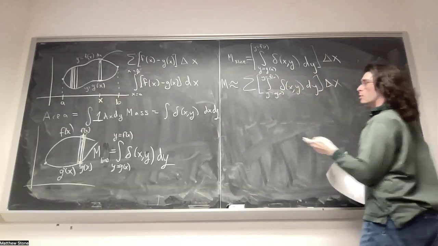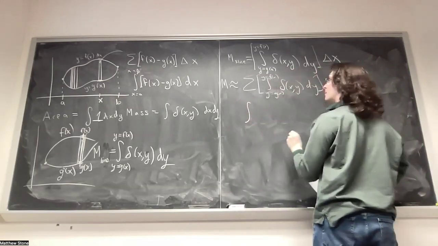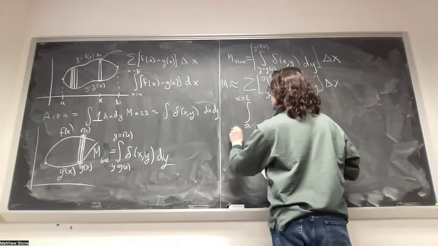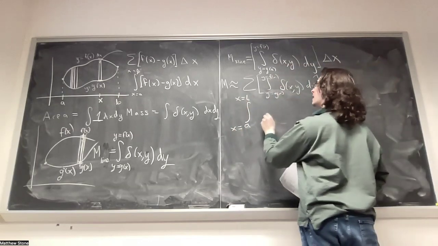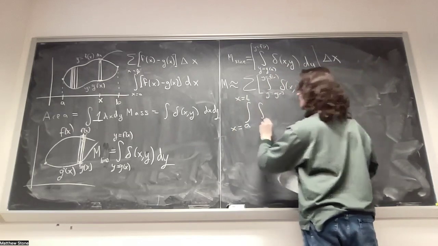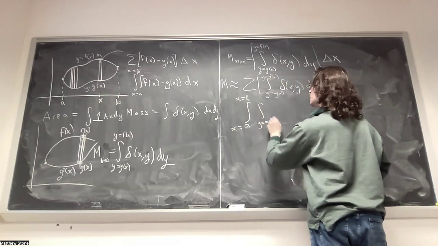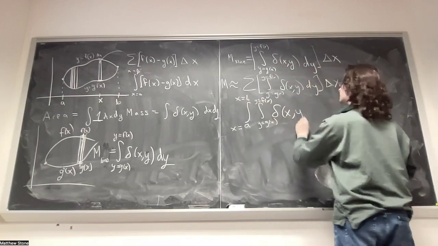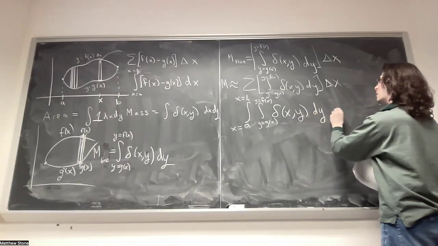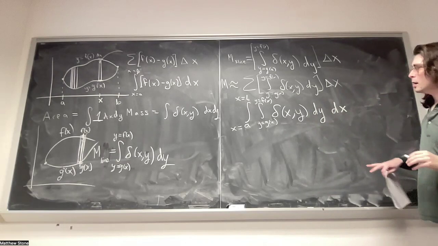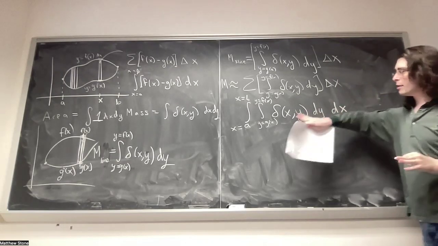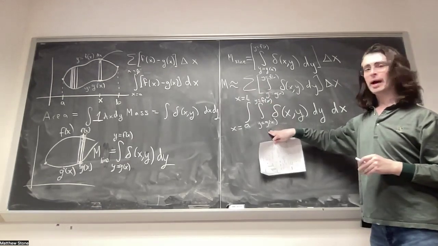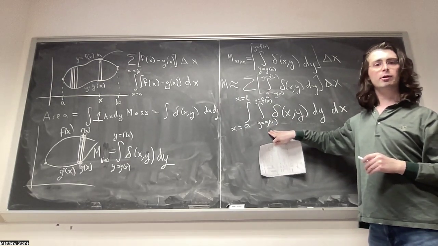Times delta x, which then in the limit is going to become the integral, again, from a to b. This time, again, specifying x equals a to x equals b of the integral from y equals g of x to y equals f of x of delta of x y dy, and the delta x turns into a dx. Thus giving us an iterated integral, but rather than having constant bounds, which would give us our rectangles, we have this functional bound for the internal integral.